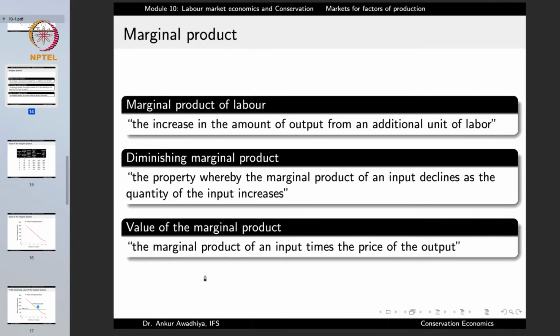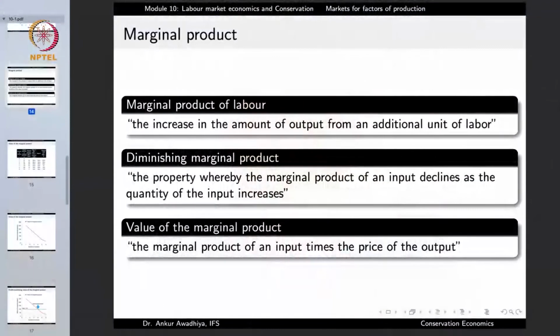Next, we can define the value of the marginal product, which is the marginal product of an input times the price of the output. Now, in this case, the firm is interested in maximizing its profit. So the firm calculates the amount of output it is going to get with each labor, and what is the market value of that output. If an additional labor is going to produce, say, 30 samosas, and one samosa will be sold for 5 rupees, then the value of the marginal product of the labor is 30 samosas times 5 rupees per samosa, which is 150 rupees. So that is the value of the marginal product.